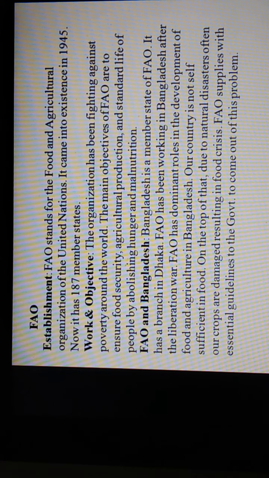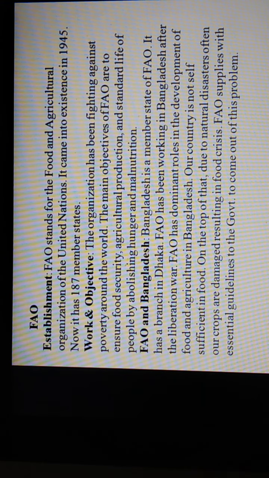FAO and Bangladesh. That is, what role does FAO play in Bangladesh? Bangladesh is a member of FAO. It has a branch in Dhaka. FAO has been working in Bangladesh after the Liberation War, that is from 1972. FAO has dominant roles in the development of food and agriculture in Bangladesh.